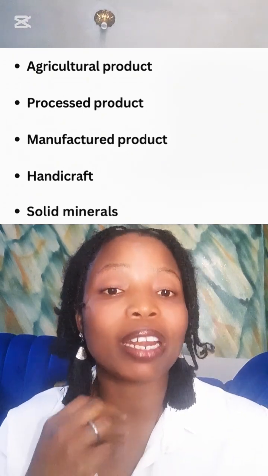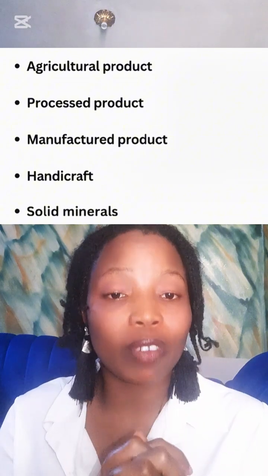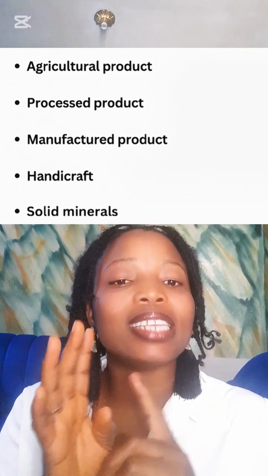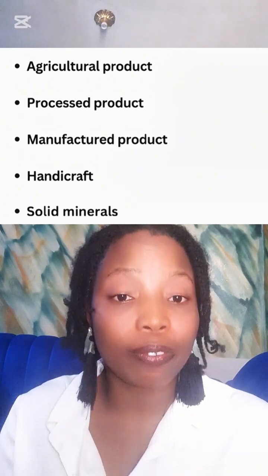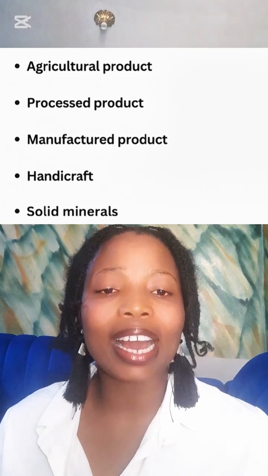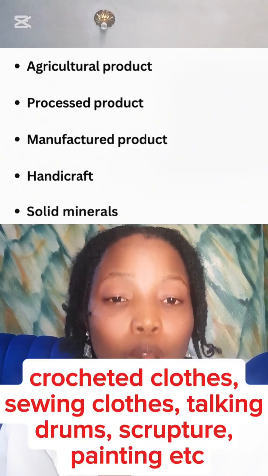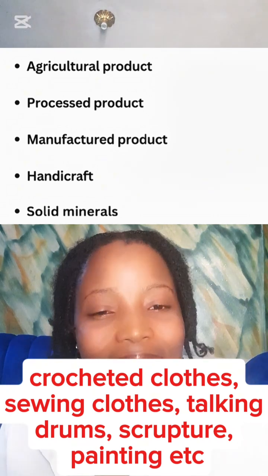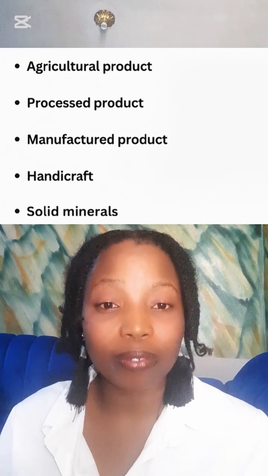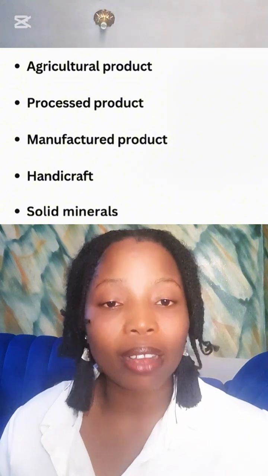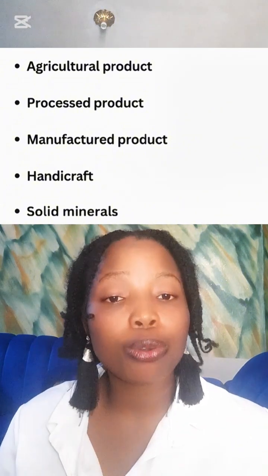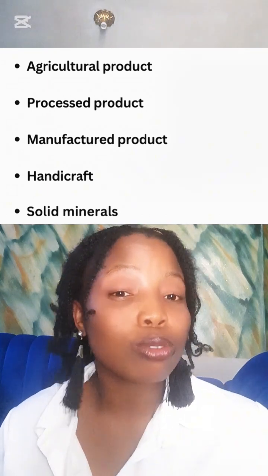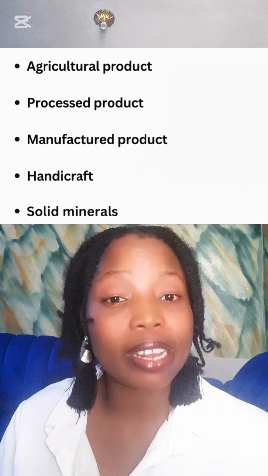The third product is manufactured products. These are products that have been manufactured by companies. For instance, Indomie, Milo, Maggi, detergents, and so on. These are manufactured products. The next one is handicraft, like crocheted cloths, sewing cloths, talking drums, sculpture, painting, and so on. These are handicrafts. Another one is solid minerals and gemstone, like lithium, iron ore, tantalite, tin, and so on. You can export all this and make huge amount of money in foreign currency.